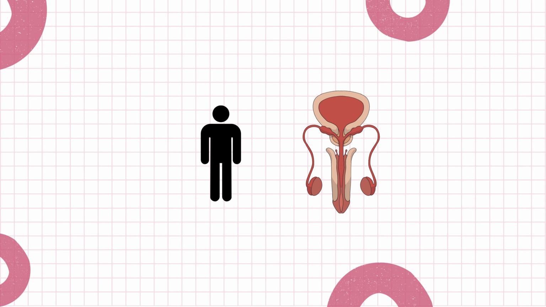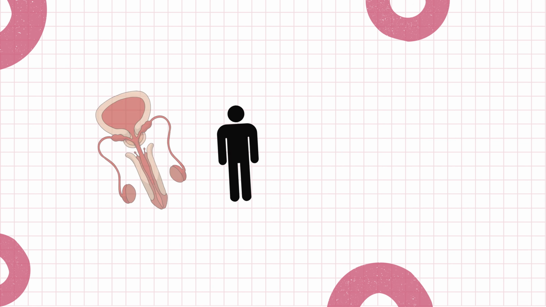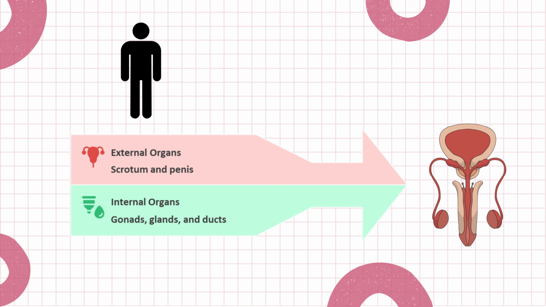Male reproductive structure. The human male reproductive organs are also divided into external reproductive organs and internal reproductive organs. The human male's external reproductive organs are the scrotum and penis. The internal reproductive organs consist of gonads that produce both sperm and reproductive hormones, accessory glands that produce secretions to support sperm movement, and ducts that send and propel sperm and secretions.